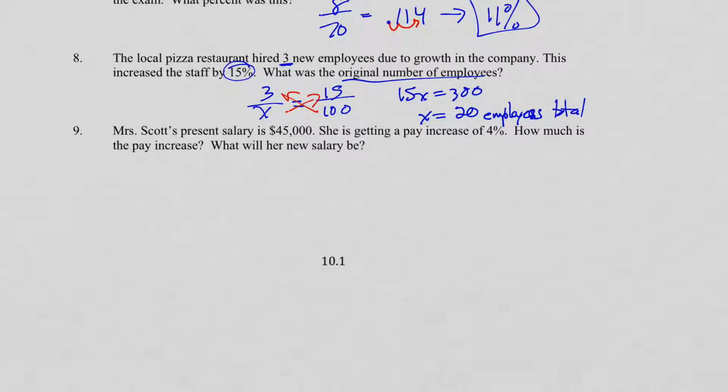Now, number 9 has 2 parts. It says, okay, you have a salary, getting a pay increase of 4%. How much is the pay increase? Okay, and B, what will be the new salary? So pay increase, don't put 4%. That is just how much in percentage, but it's not the actual increase. So this is a dollar amount.